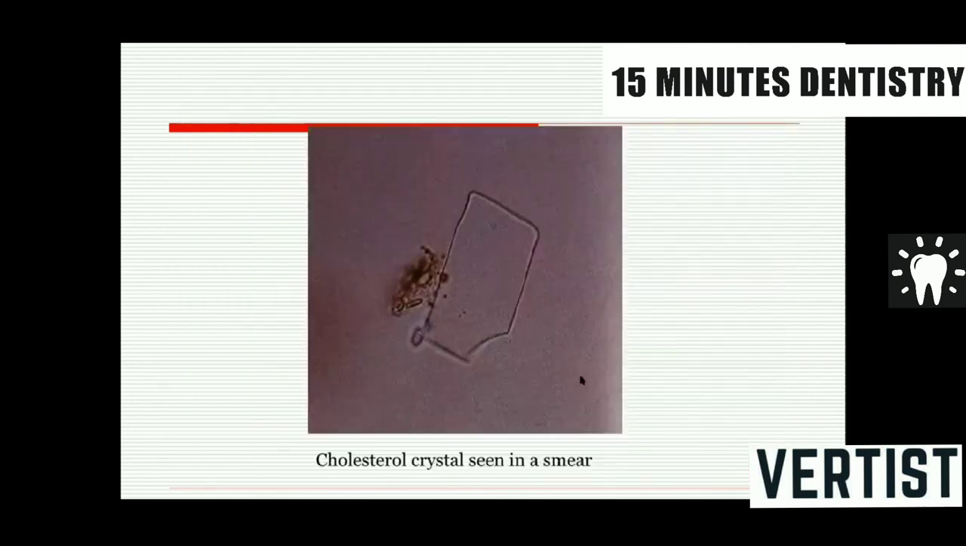In the cystic fluid, if we observe it against light, we can see some shimmering bodies, crystals. They are called cholesterol crystals. Cholesterol crystals are not a characteristic feature of radicular cyst, but they are found in radicular cyst. Wherever there is inflammation, these crystals are found. And the characteristic feature of these crystals is that one of their borders is notched.